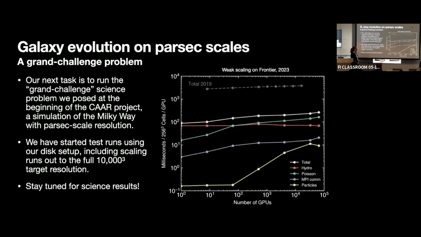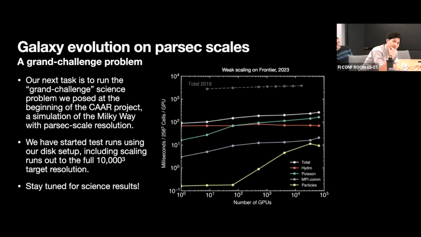If you have 256 cubed cells on each GPU, this is how long a time step takes. Which is different than how long the total problem takes, right? How long the total problem takes depends on how many steps we take. But this number doesn't change as you increase the length of the problem, because it's just how long a time step takes. Yeah, thank you.